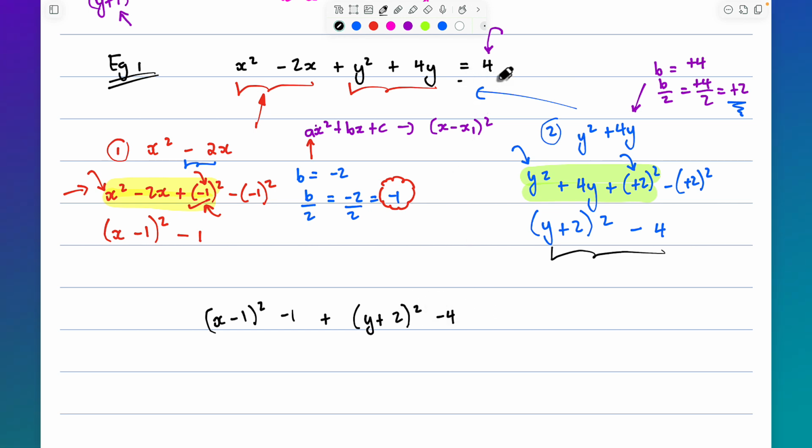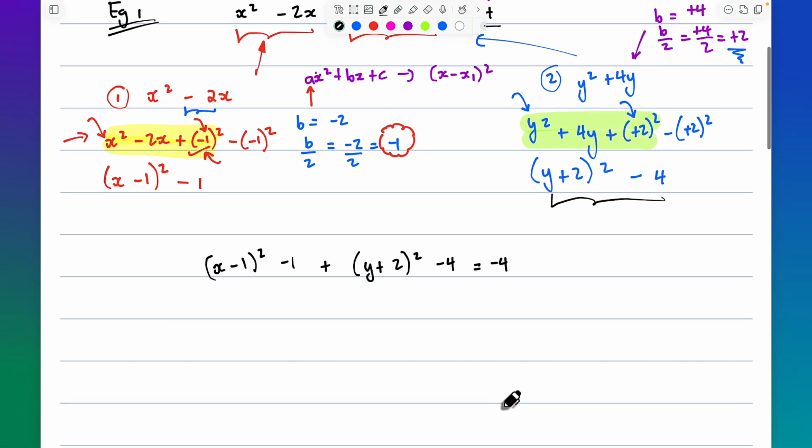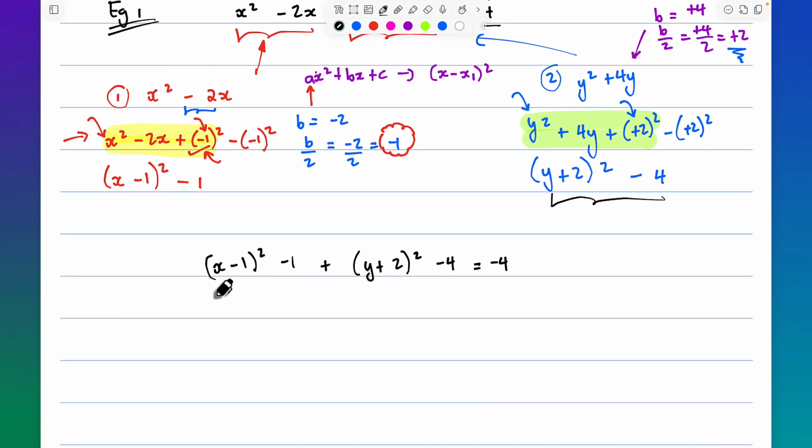And then that equation was also equal to negative 4. So we can write it like this. So now we can just simplify. Now we can write it as x minus 1 squared. We're going to take our constants. You're going to take the negative 1 to that side.